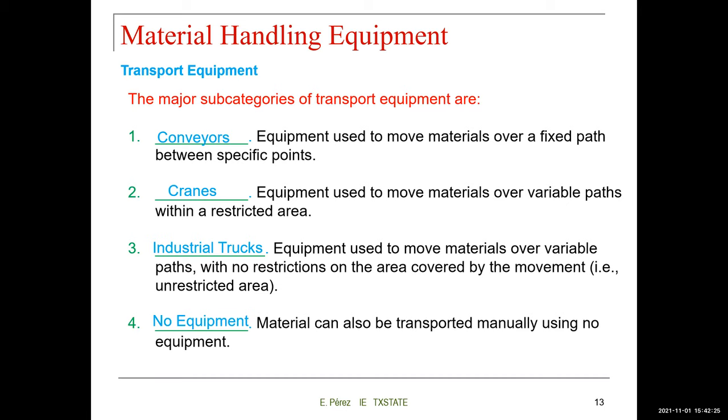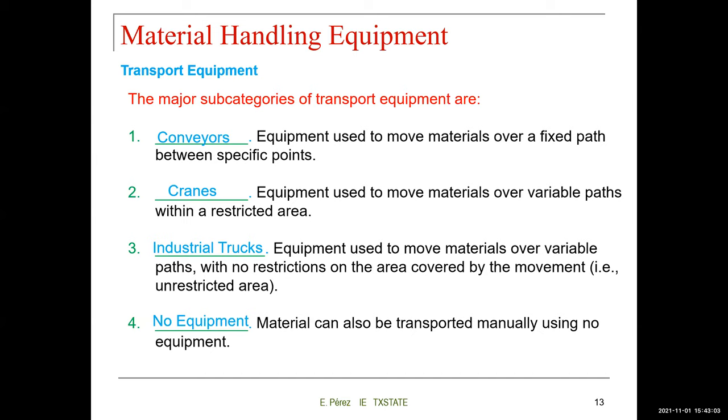So conveyors are equipment used to move material over a fixed path between specific points. Cranes are equipment used to move material over a variable path, but you still have a restricted area. Okay, so in the conveyors, you have a fixed path. With the cranes, you have more flexibility in terms of movement, but you are still restricted to the area that you can cover. And then the industrial trucks are used to move materials over variable paths with no restrictions on the area covered. So if you want a lot of flexibility, then you will go with the industrial trucks.